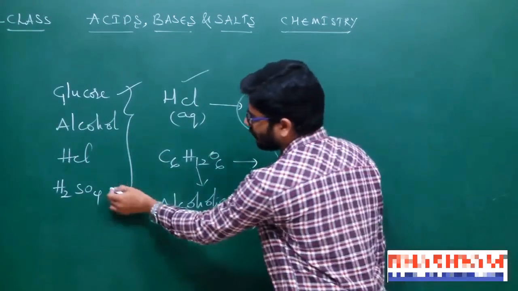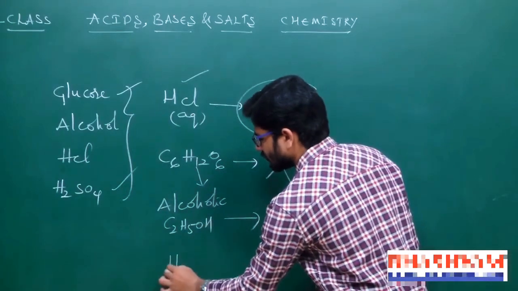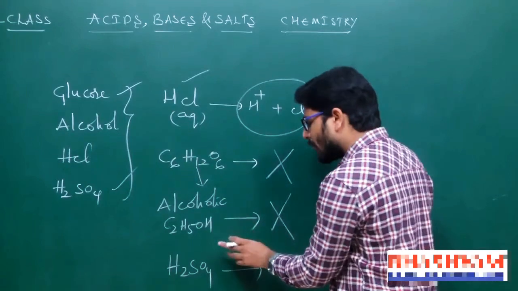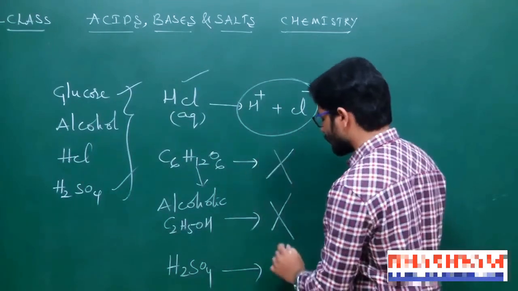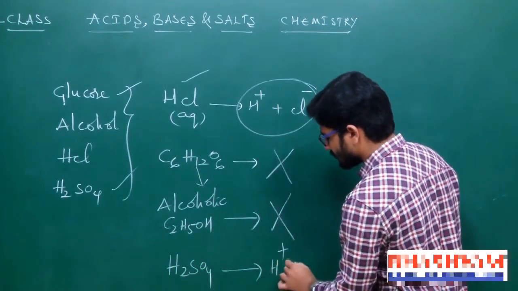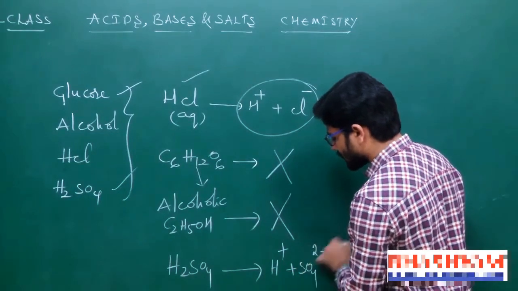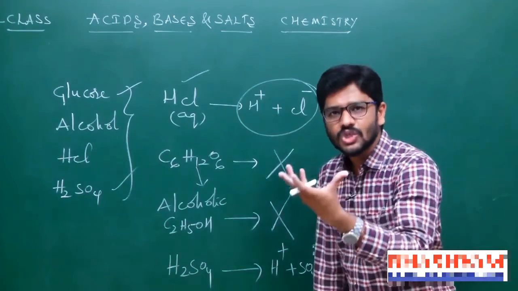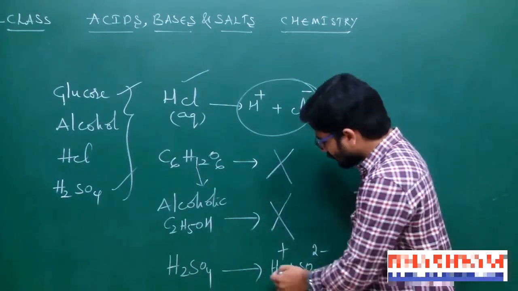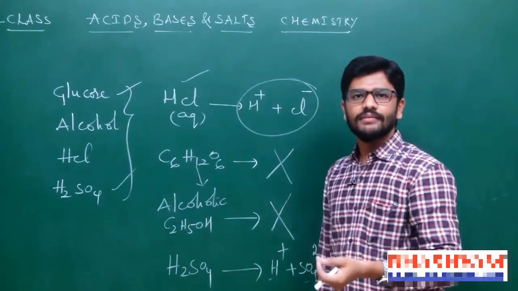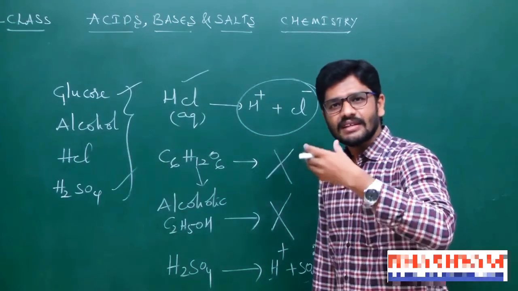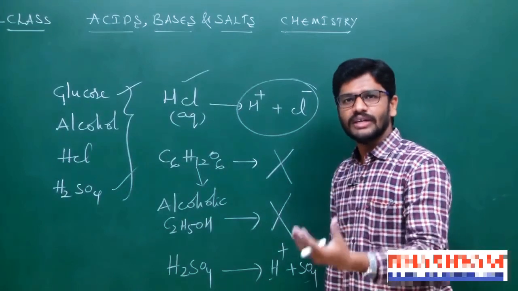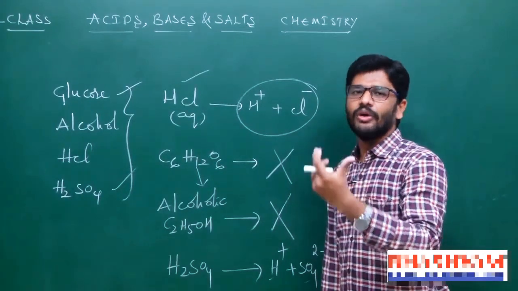Now I consider H2SO4 solution, sulfuric acid solution. This compound can produce ions like H+ ions and SO4 2- ions. These two ions can move in the solution. Whenever these ions move in the solution, there is an electric current passing in the solution. So due to that, the bulb will glow.